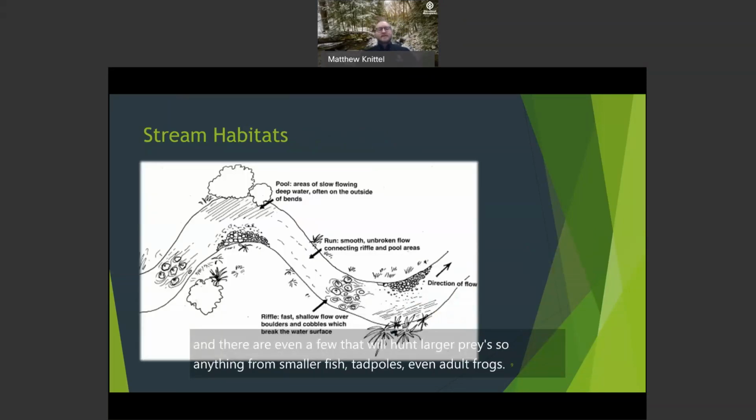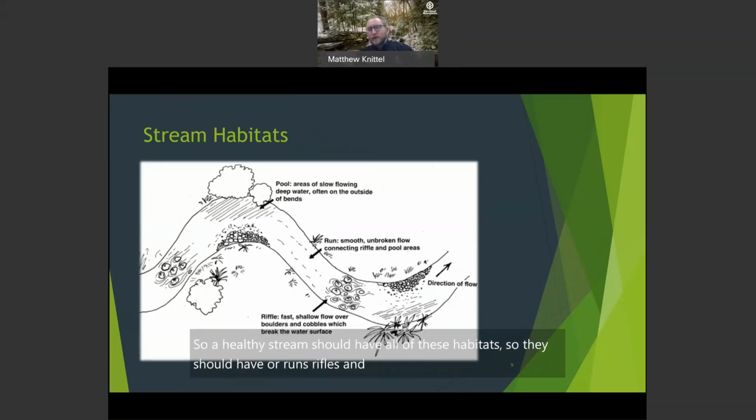These macroinvertebrates live in a bunch of different habitats within our streams. And so I just wanted to touch on those really quickly in case we're unfamiliar with some of those different habitats. So a healthy stream should have all of these habitats. So they should have your runs, riffles, and pools.